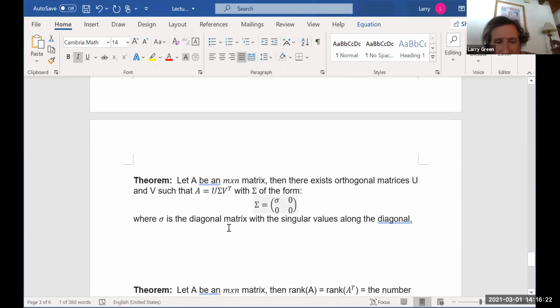Okay, so this is called the singular value decomposition, because what it does is it allows you to write it in kind of a nice way. By the way, are U and V of the same dimensions?